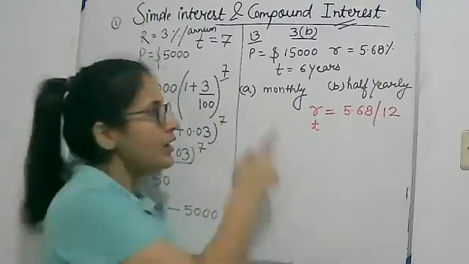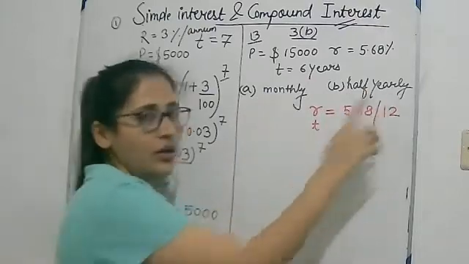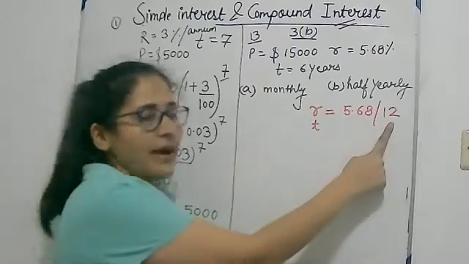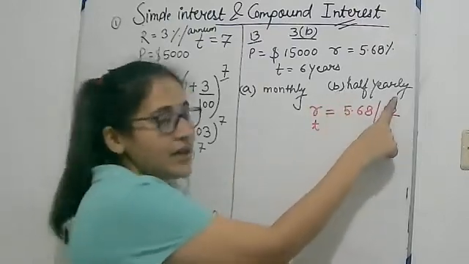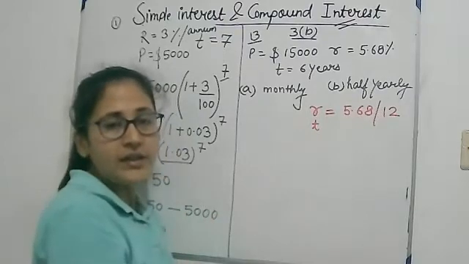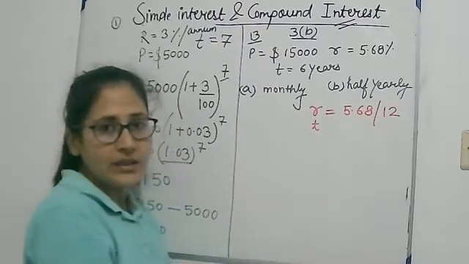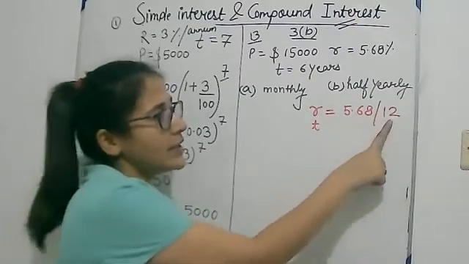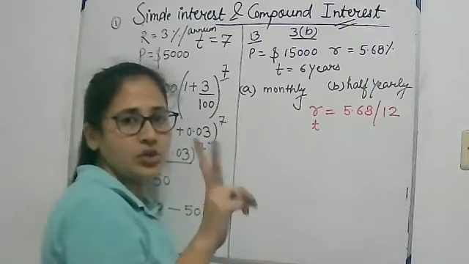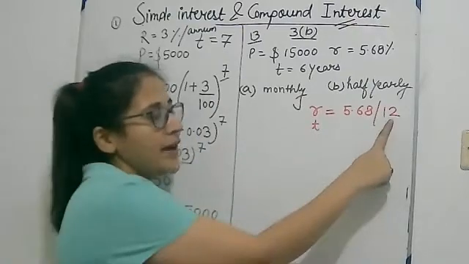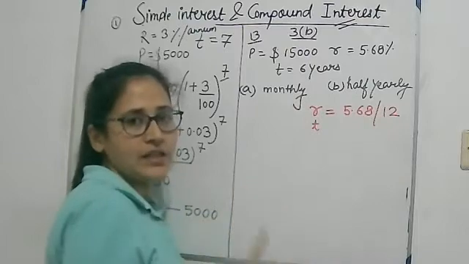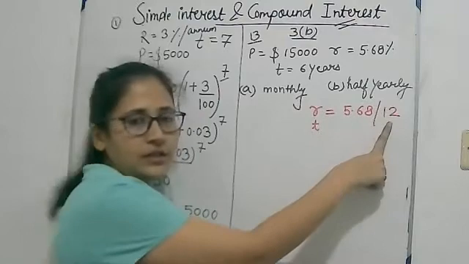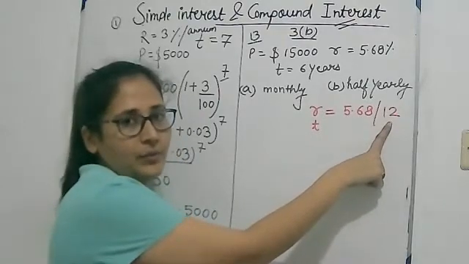So be careful: if monthly, half yearly or quarterly is asked, we have to change the rate. Now it is monthly, so divide by 12. If half yearly, then in a year there are 2 half years, so it will be divided by 2. Here it is monthly, so it is divided by 12, since there are 12 months in a year.